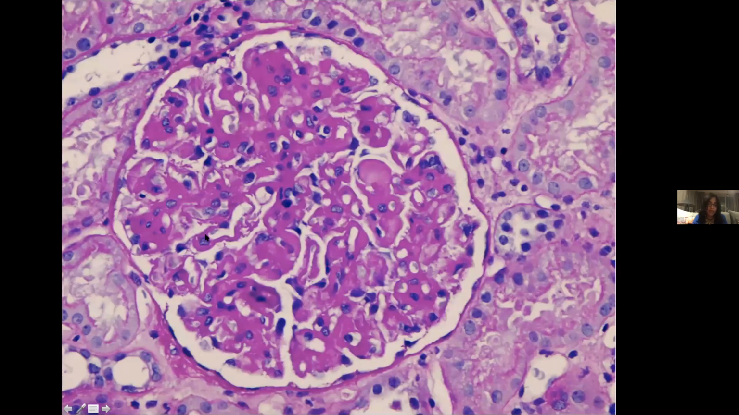And you can see very thick basement membranes. You have some nodules in the mesangium. And then you have intracapillary hyaline thrombi. So my first thought was that maybe this is a cryoglobulinemia, a type 1 essential cryoglobulinemia.